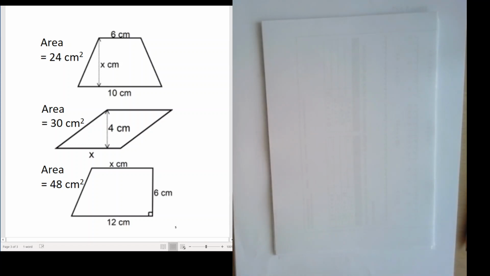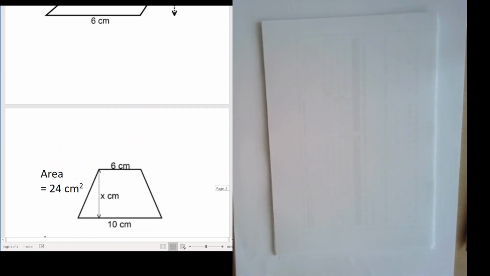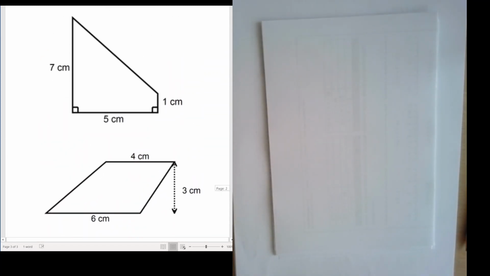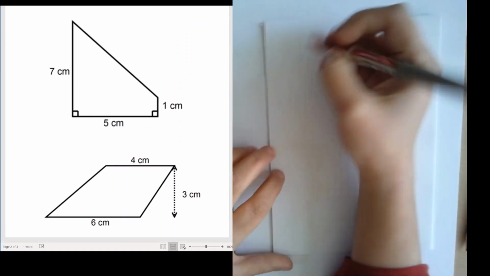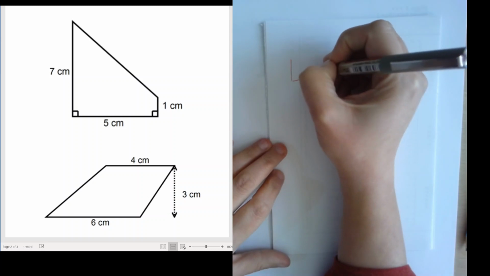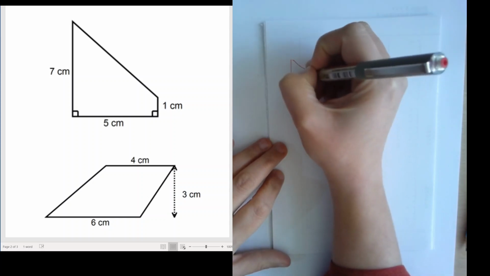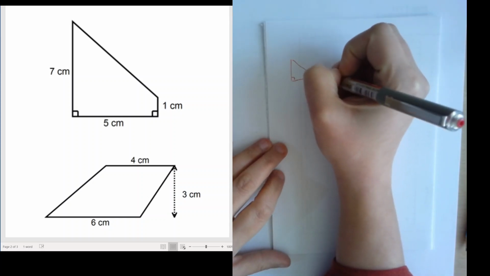Okay, sorry, I just went ahead, which I shouldn't have done, but I did. Okay, so these ones first. So I've got a right angle trapezium again.